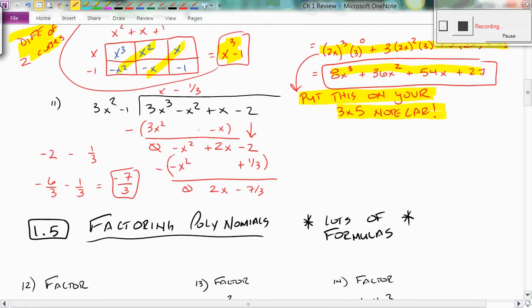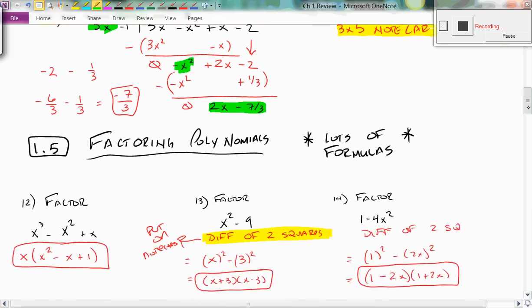Number 11 gave people some trouble because there is a fraction of a third. So the quotient is x minus a third, and the remainder is 2x minus 7 thirds. And of course, the divisor out front, the dividend. So the way that we got the 1/3 is because when you take 3x squared into negative x squared, the answer is negative 1/3. That's where we got that from.